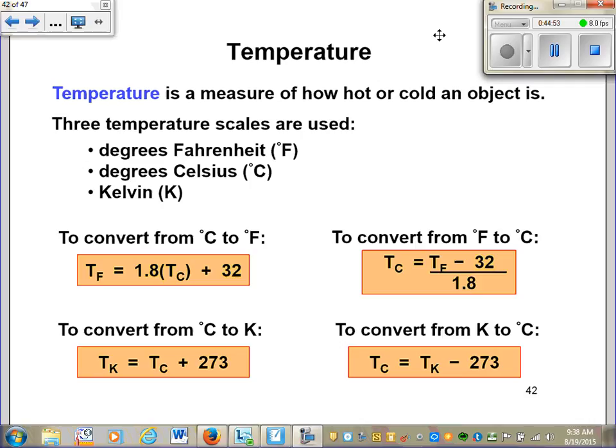Now, how did you get it again? You're going from Celsius to Fahrenheit. So it's minus 40 times 1.8 plus 32. No, you multiply it.